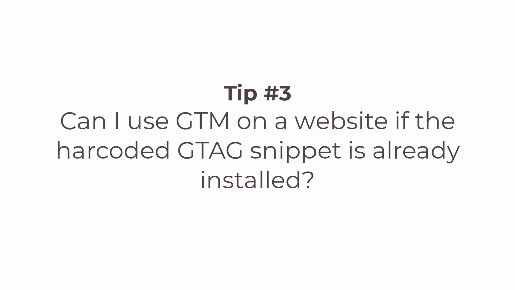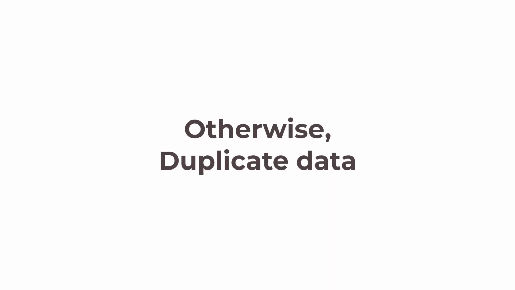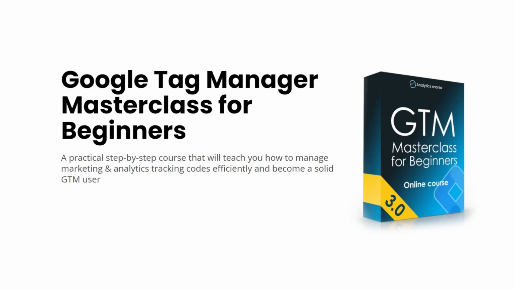Can I use Google Tag Manager on a website if the hard-coded gtag snippet is already installed? Well, technically, yes. You can have installed Google Analytics with GTM and also with gtag. But just make sure that these 2 setups are not tracking the same things. Otherwise, you will have duplicate data. For example, if Add to Cart clicks are already tracked with gtag, don't implement that tracking in Google Tag Manager. In the long run, it is highly recommended that you fully migrate to Google Tag Manager and install Google Analytics with it. I explained this migration process in great detail in my Google Tag Manager course for beginners. I will post a link to that course below the video.